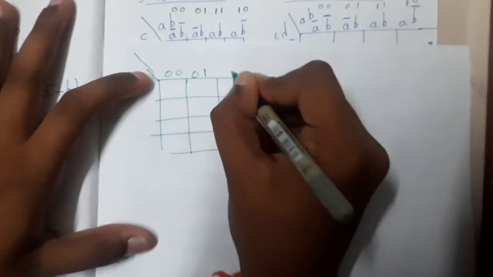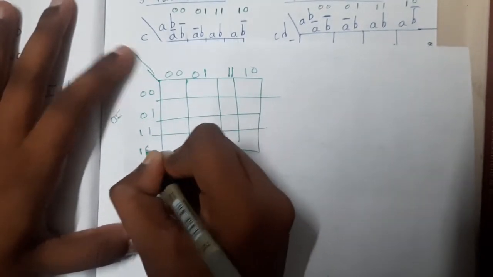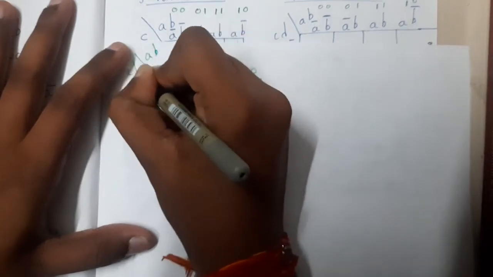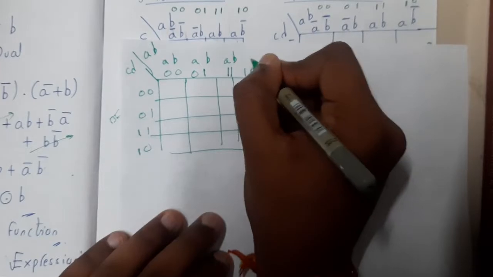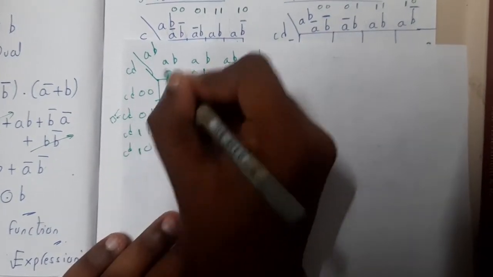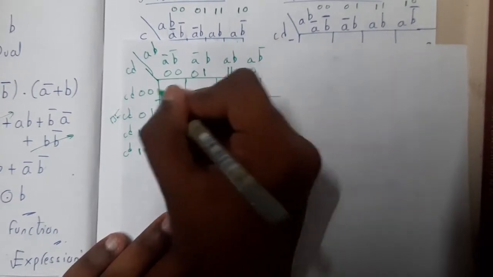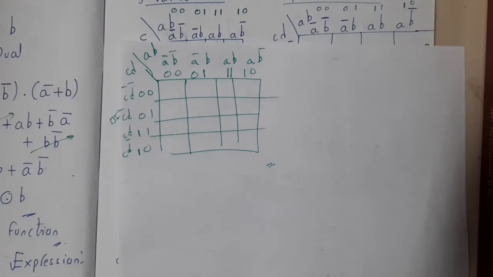0, 0, 0, 1, 1, 1, 1, 0. 0, 0, 0, 1, 1, 1, 1, 0. So A, B, C, D. Okay. So let us write first A, B everywhere. CD, CD, CD, CD, and then bars on the rest. Done? So now concentrate again.